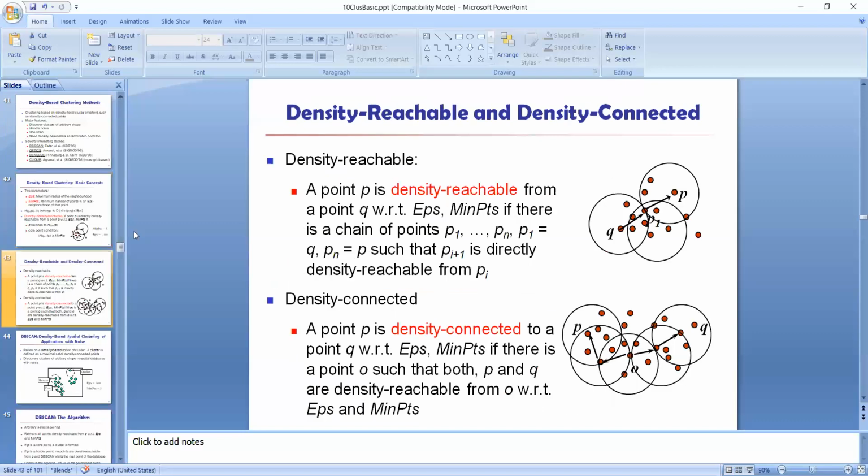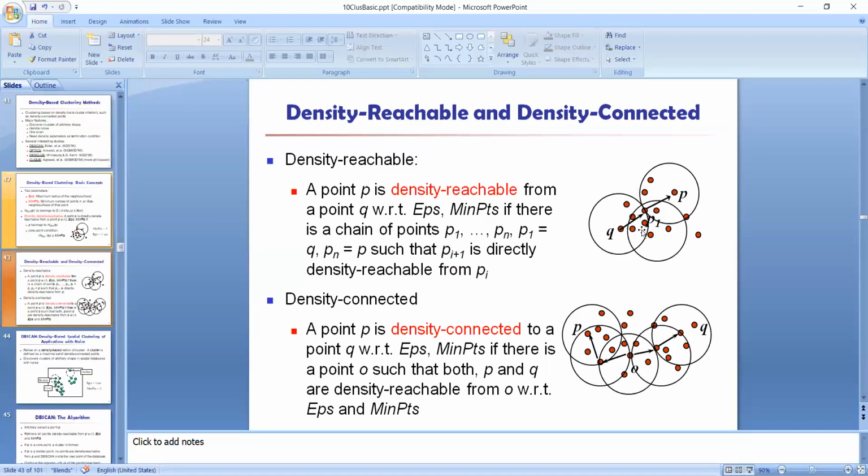Here it is density reachable. So instead of directly density reachable, if we can make a chain of points starting from P to Q, or Q to P, so that Q is reachable through those particular points, then it is density reachable.